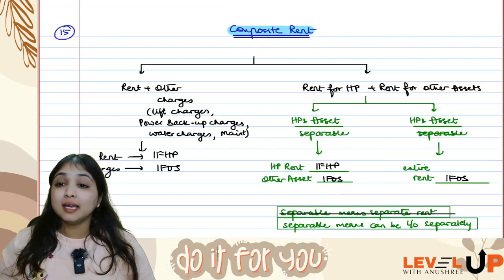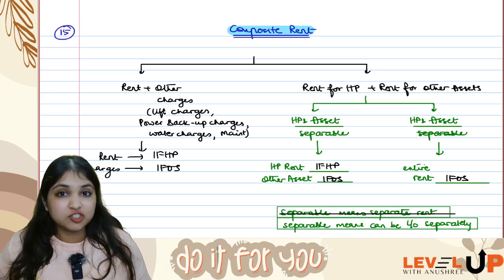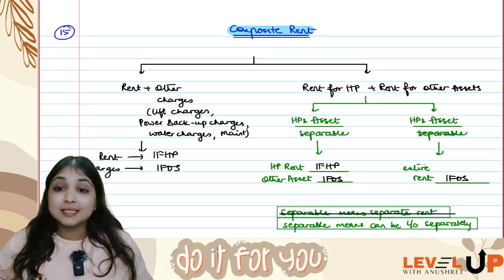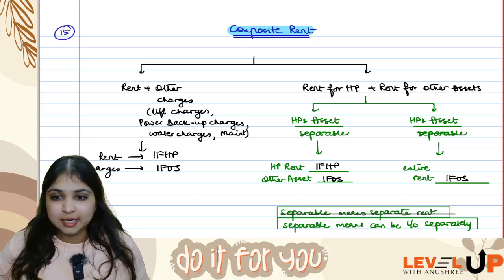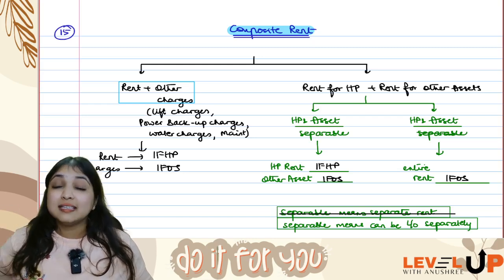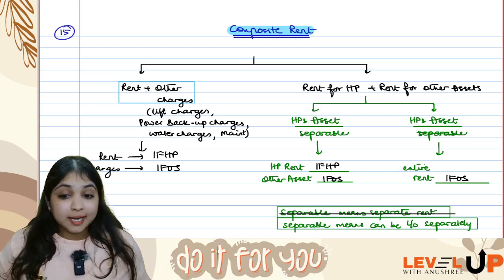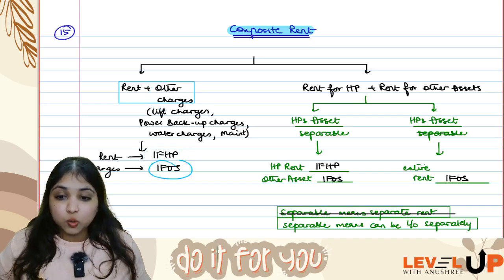Alright. Then coming to your 15th concept, under IFHP, we have something called as composite rent. Under composite rent, there are 2 situations. In situation number 1, my assessee is collecting from the tenant rent and also other charges like lift charges or annual maintenance charges or let's say electricity charges. He is collecting from the tenant not only rent but also other charges. Very simple, rent will go to IFHP, other charges will go to IFOS.